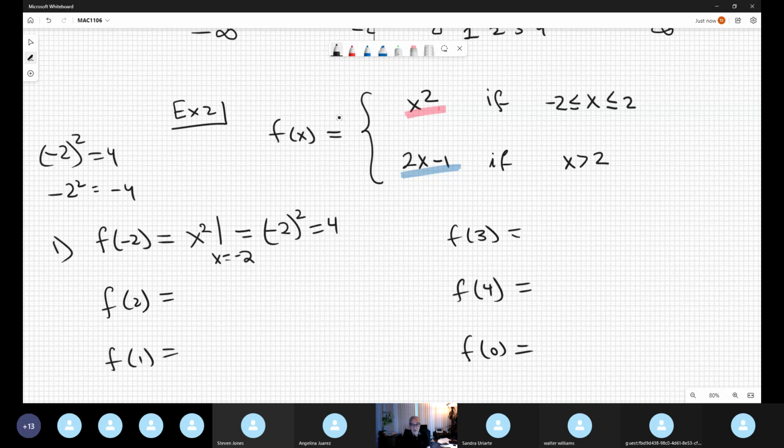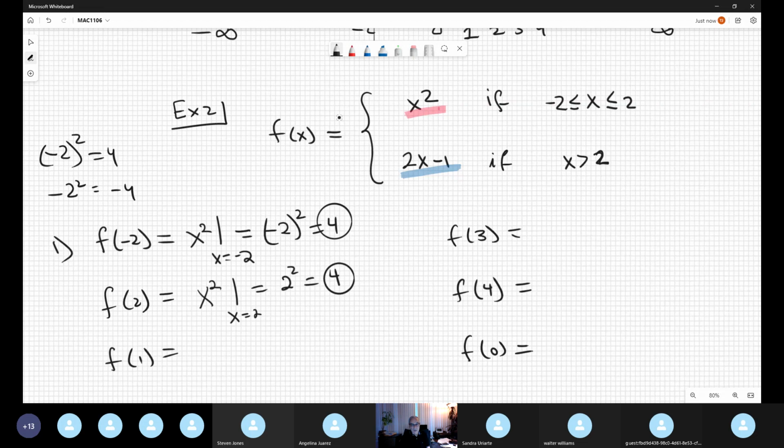Now 2 positive. Does it belong to the red or the blue? Blue. It's 2 positive, and we have 2 here. Okay, I understand. However, we have no equals sign here and we have an equals sign here. So actually, 2 belongs to the red. Do you see the detail? Yes or no? Yeah. Okay. So one more time, you select x squared and you evaluate at positive 2. 2 squared is 4 again. It's a coincidence, the same answer.